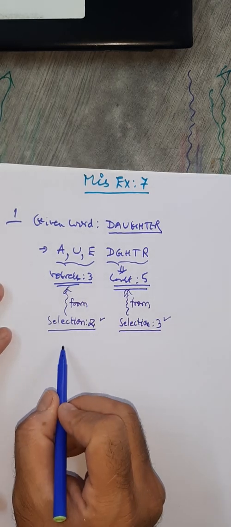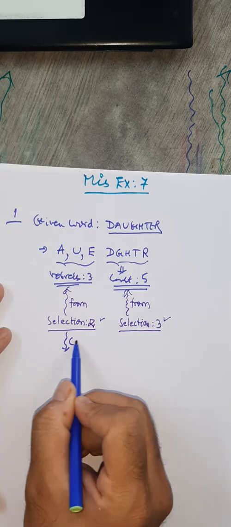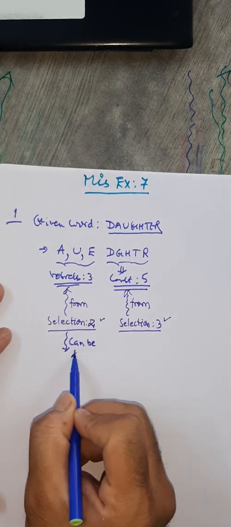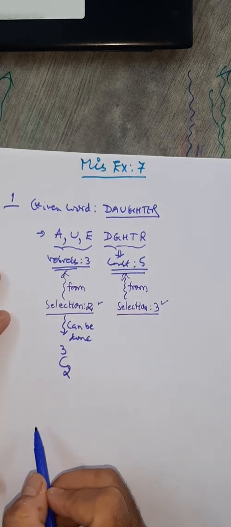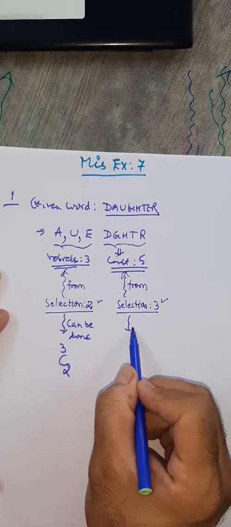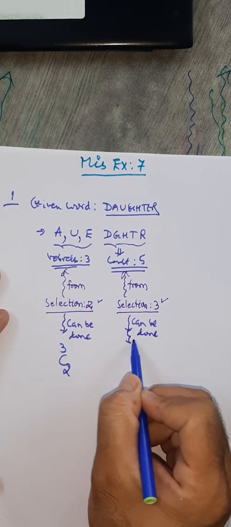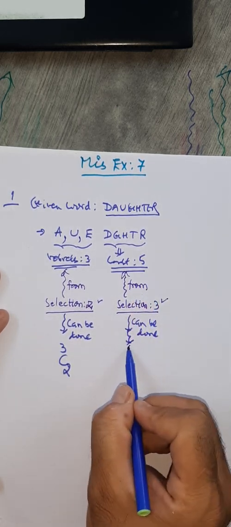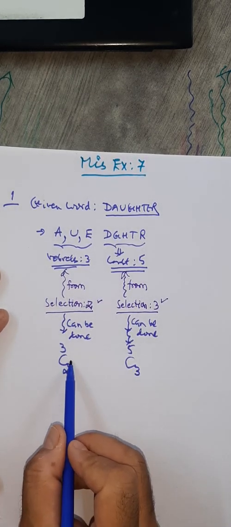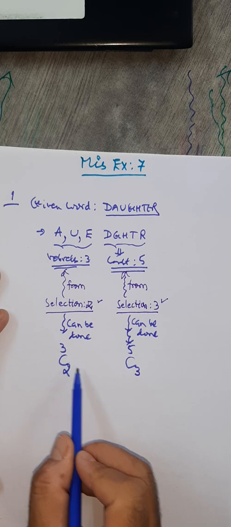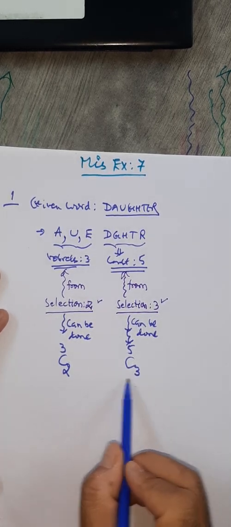The selection of 2 is done. So this can be done in 3C2 ways. Question of selection. From 5 you are selecting 3, so 5C3. Okay? So the 2 vowels are selected, the 3 consonants are selected. Total how many selected? 5.